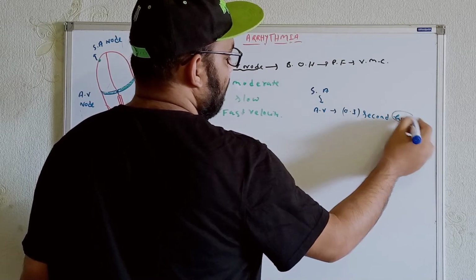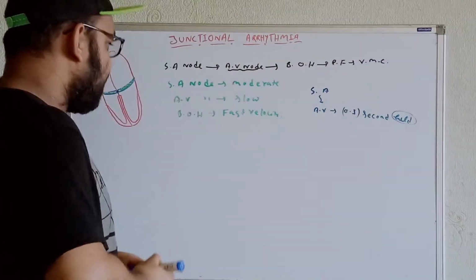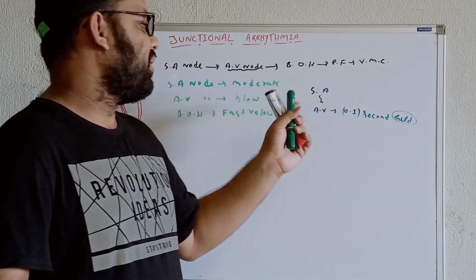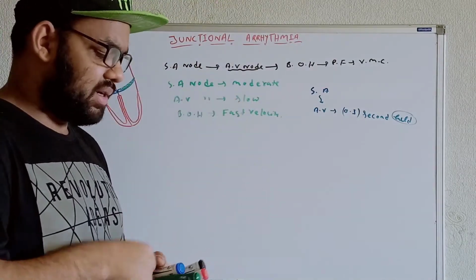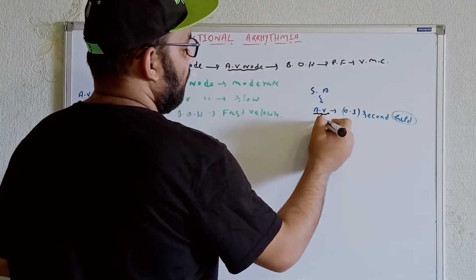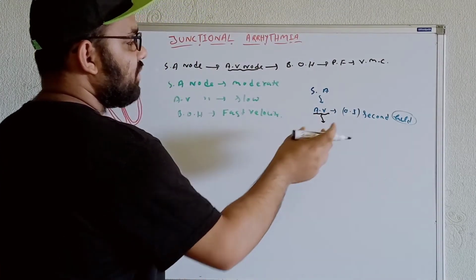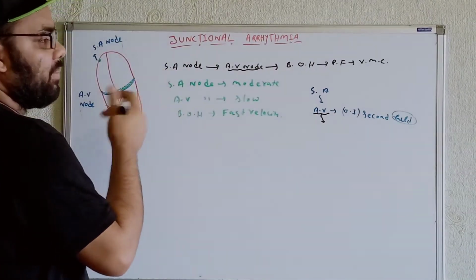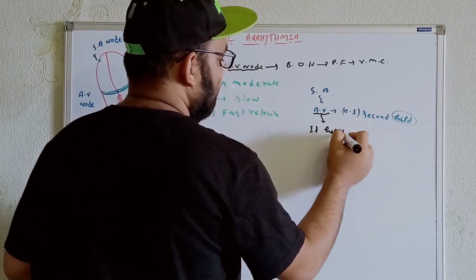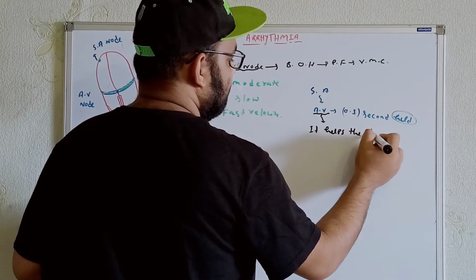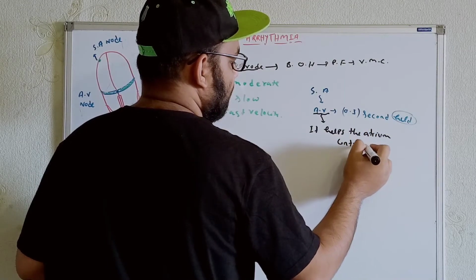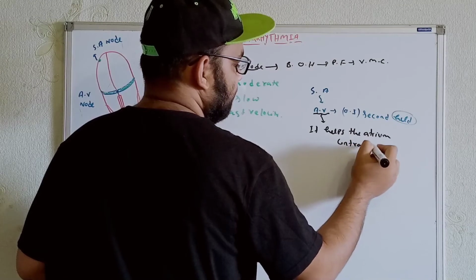So why will the electrical impulse be held over here? Try to understand that this AV node, by holding the electrical impulse, helps the atrium to contract completely. It helps the atrial contractions to complete.